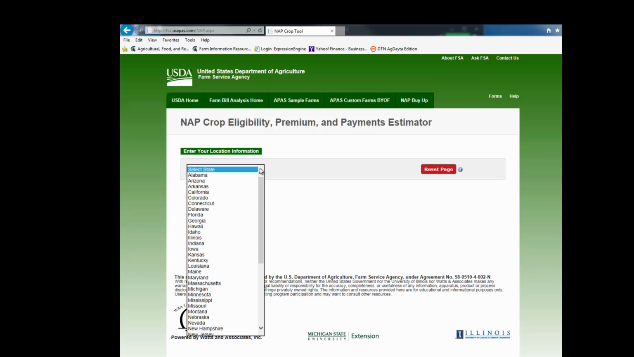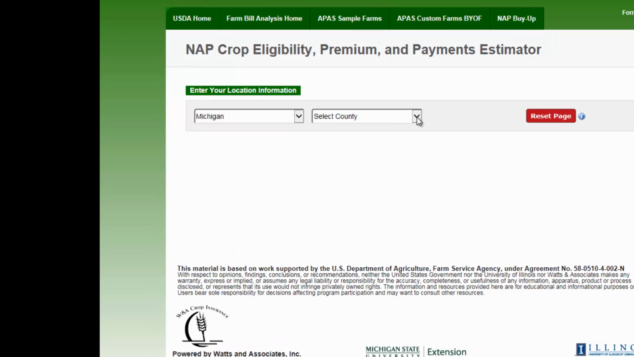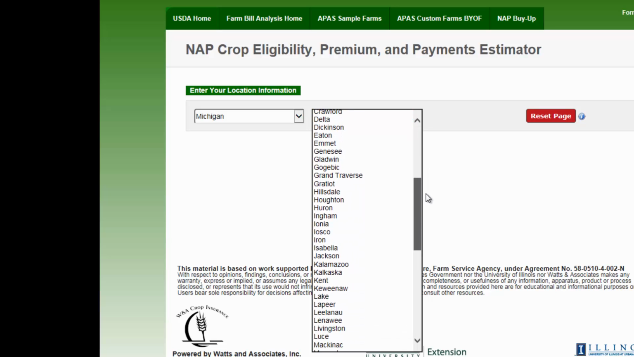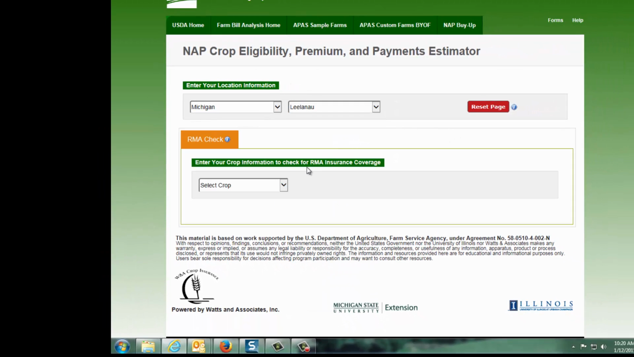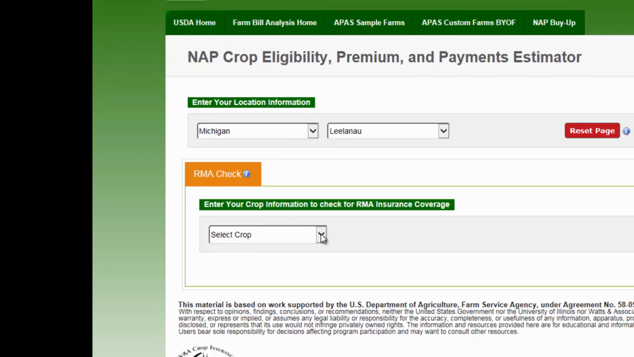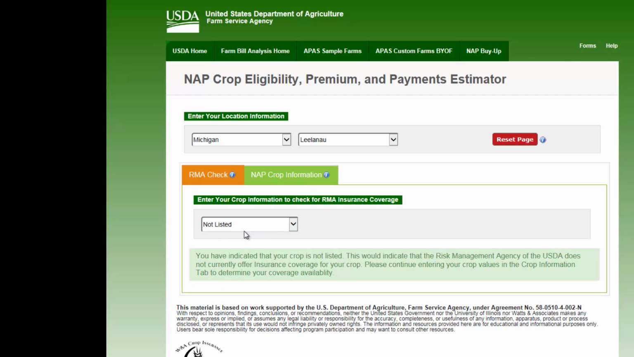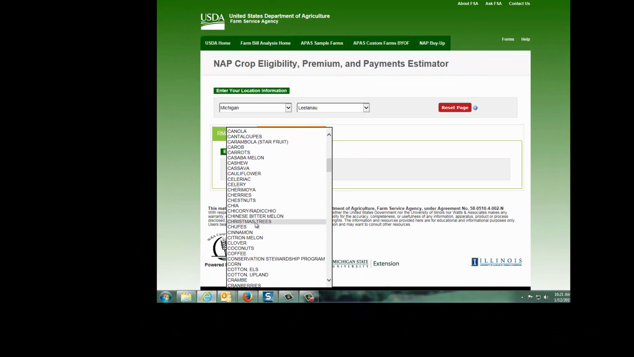At this point, you have to select the state, as we did before. We're going to continue with Michigan. We're going to continue with Leelanau County. Again, we have to see whether the crop is under Risk Management Agency or whether we have to go to the NAP program. I don't see Christmas trees there, so I'm going to put not listed. If it's not listed, that means we can go to the NAP crop coverage. So we come up here and put, as we did before, the NAP crop information. Right in here we have Christmas trees.